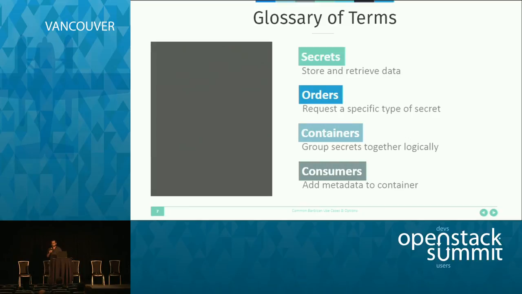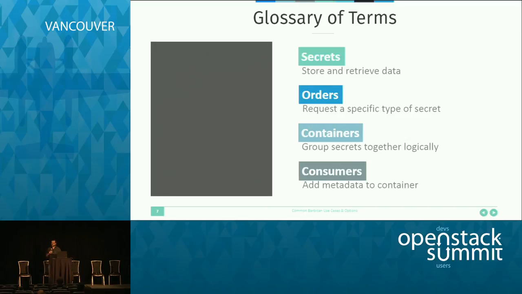We've also got this concept of orders, which is the way that Barbican is able to provision these things for you. So if you want to provision a certificate, you would submit an order to Barbican, and then Barbican would process that asynchronously. Eventually it would produce a secret from that order, and that's how you retrieve your stuff, just like any other secret. We've also got a concept of containers. Now, this is just a logical grouping of secrets in Barbican.